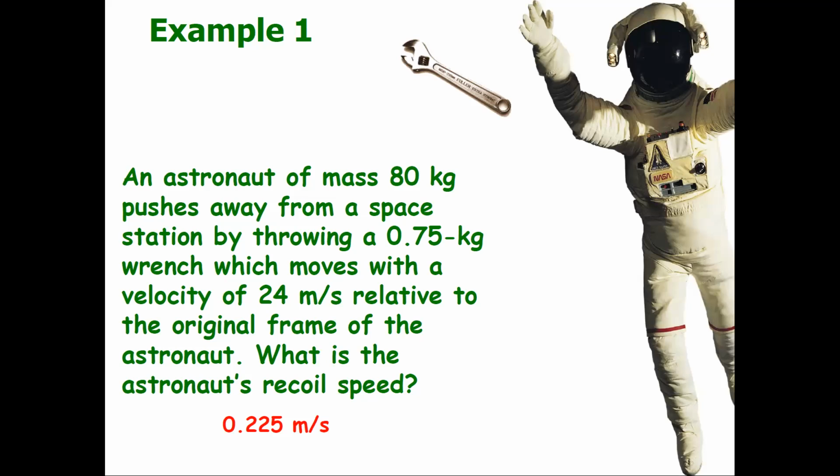So here, from our data, we know we've been given the mass, which is 80 kg. This is the mass of the astronaut, who is throwing something. Then it pushes away from a space station by throwing a 0.75 kg wrench, which is the one you are seeing in the picture. The velocity of this wrench is 24 meters per second.